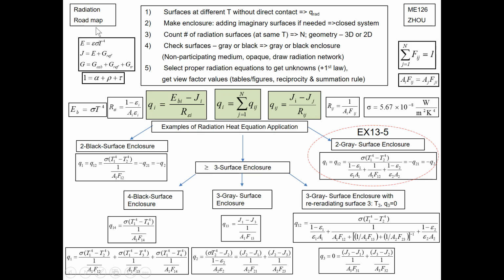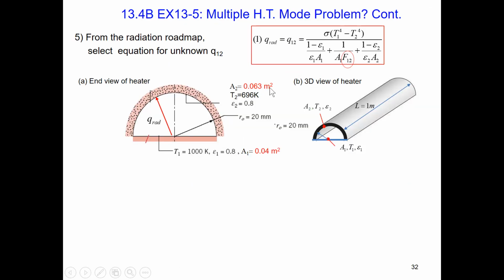This is the radiation roadmap. We go through each enclosure category. This is our enclosure category, and this equation is selected for Q12. From this selected equation, in order to get Q12, we need to find the view factor F12 first.